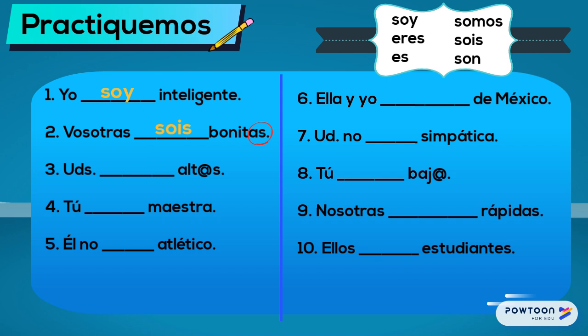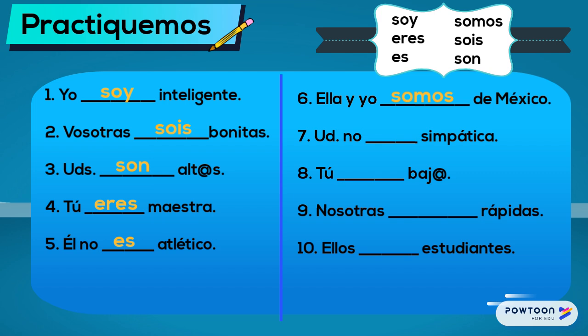Notice that bonitas ends in an AS because vosotras is the feminine form and it's also plural. Número 3. Ustedes son altos. You all are tall. 4. Tú eres maestra. You are a teacher. Notice in English, we use the word a in front of teacher. You are a teacher, but we don't in Spanish. 5. Él no es atlético. He is not athletic. 6.